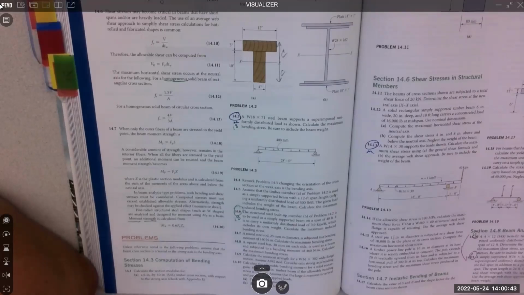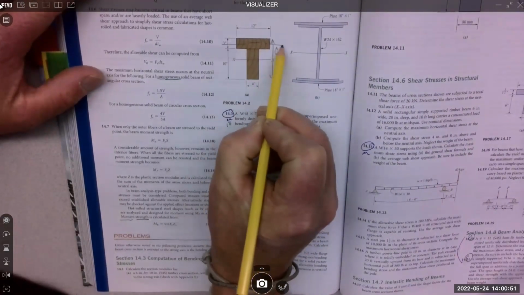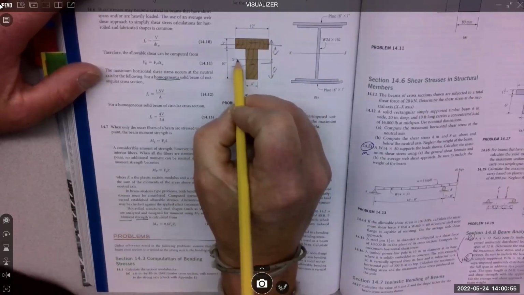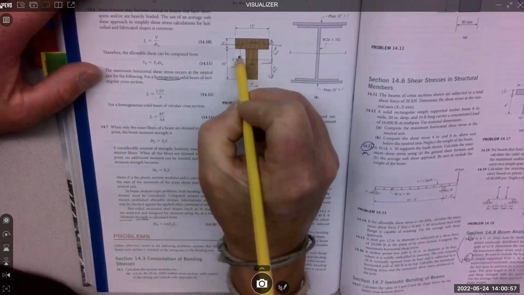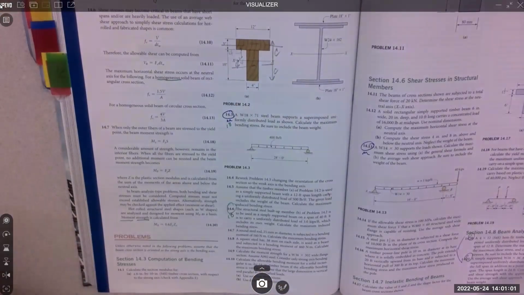Yeah, that'd be a long problem. Super long. So you calculate the inertia of the top rectangle, you calculate the inertia of the bottom rectangle, and then you have to transfer that distance. So this is the D distance.